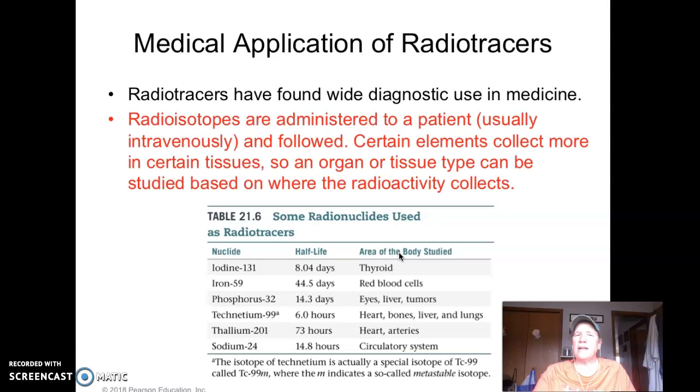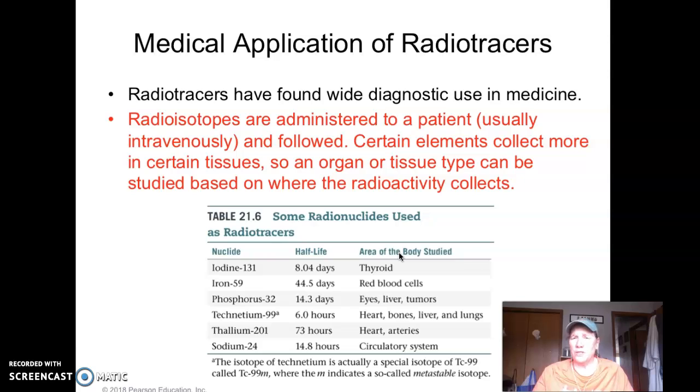Okay, there are a lot of medical applications of radioactivity. I know, which sounds weird, because if you're exposed to too much radioactivity, it's going to cause medical problems. So there's a fine line, I guess. But radioisotopes are administered to a patient, usually intravenously, which means they usually drink it. And then they follow it. You have to wait a certain amount of time, and then they look and see what's going on with that radio tracer.